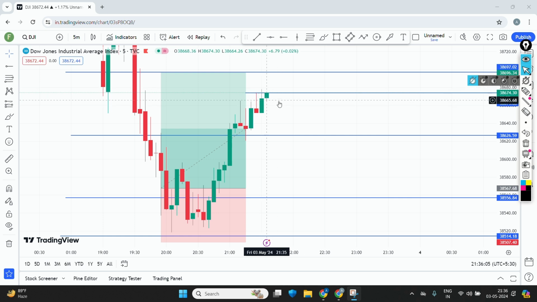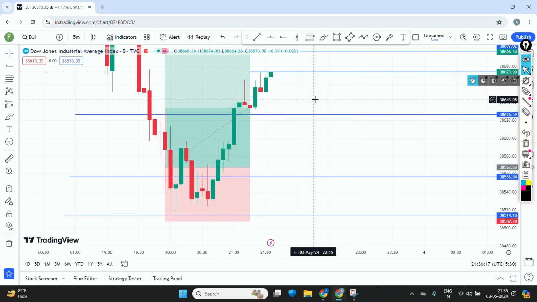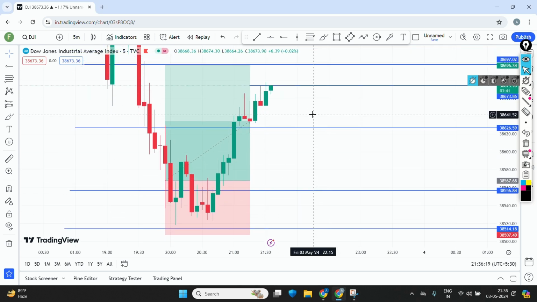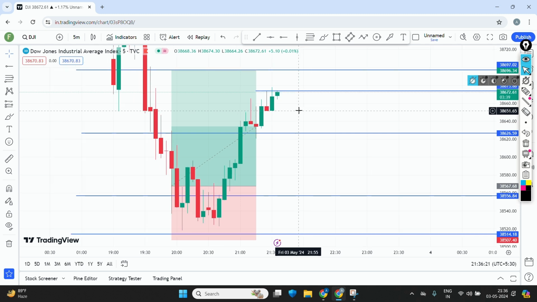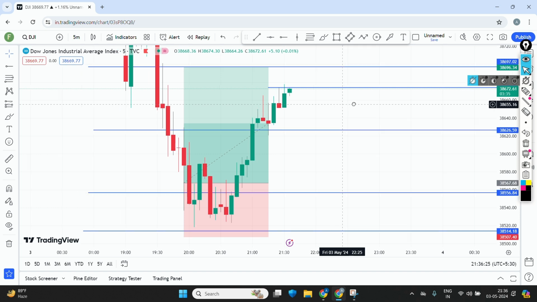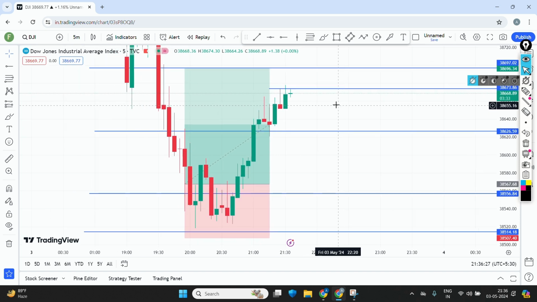Okay, now it's breaking upside. So let's see, and think of this pattern. What pattern did the market just make here? It's a bullish engulfing pattern, but we see this pattern on the downside. We have already taught this in previous videos, the link is in the card. Just go to the card and watch that video.